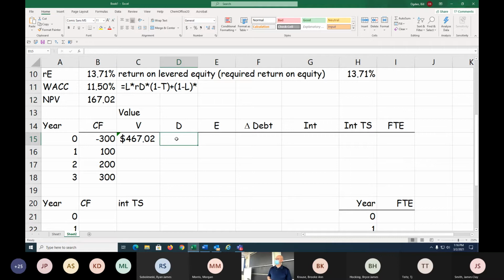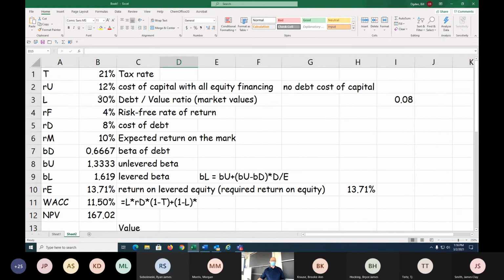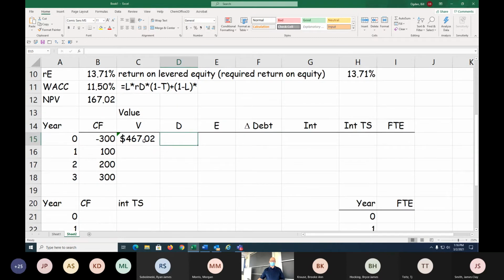How much can I borrow? I don't know if you got the gist of what we've been doing, but what do you think this leverage ratio is? Debt to value, market value. Okay. This 46702, is that a market value? Yes, it is. So to keep your capital structure correct, you can borrow 30% of that.